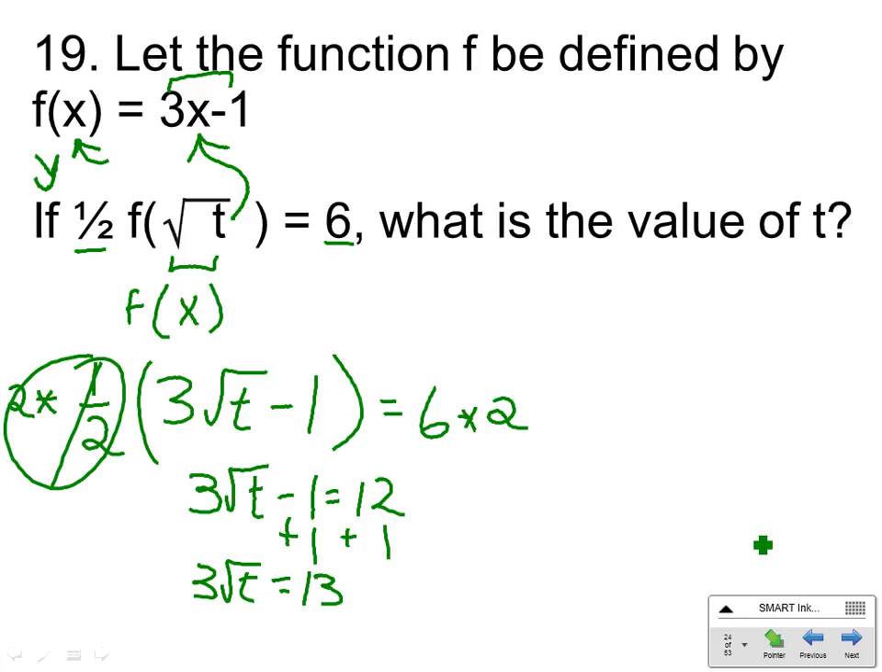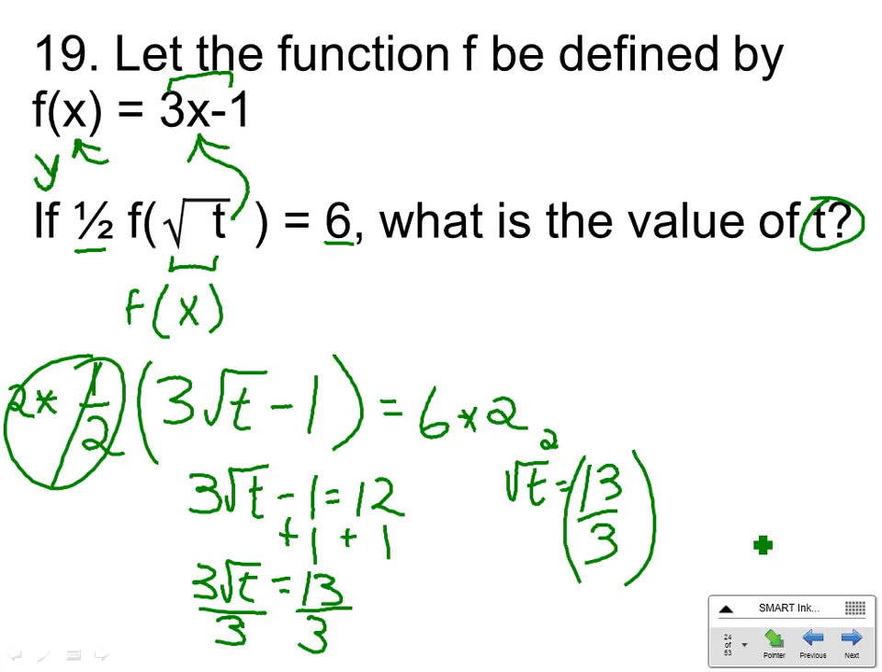And now we could divide by 3 on both sides to get root t alone. So then we get root t equals 13/3. Now we want to know the value of t, so we need to square both sides. And it's a little tricky when you're squaring a fraction. This needs to get distributed to the top and to the bottom.